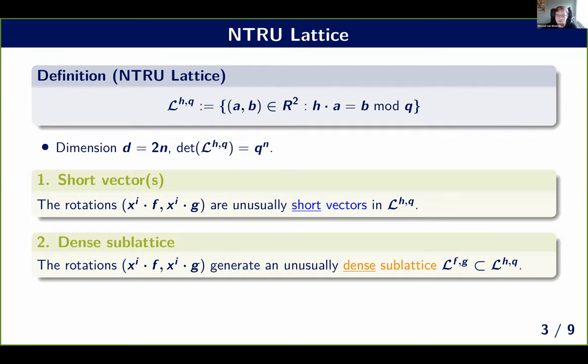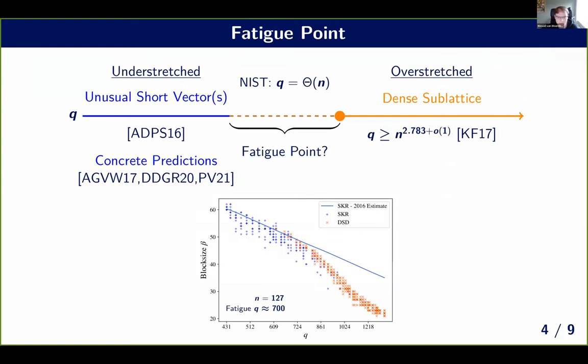Okay, so our question is, how does BKZ recover these rotations of the secret key or dense sublattice vectors? Well, we see that in the understretched regime, for small values of q, BKZ first finds immediately the rotation of the secret key. And this behaves similarly to unique SVP, for which we have very concrete predictions. And indeed, we can see that the estimates given by these unique SVP methods closely follow the experiments.